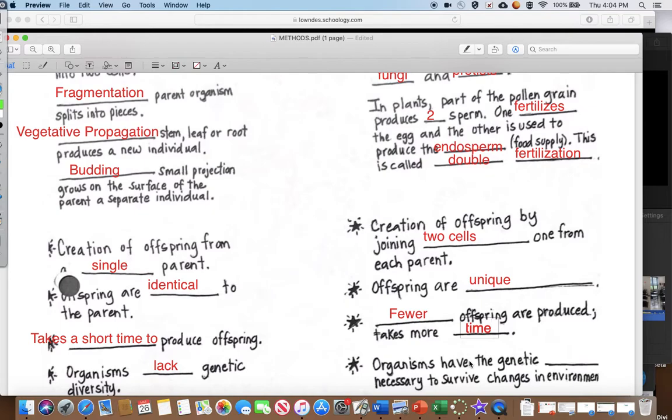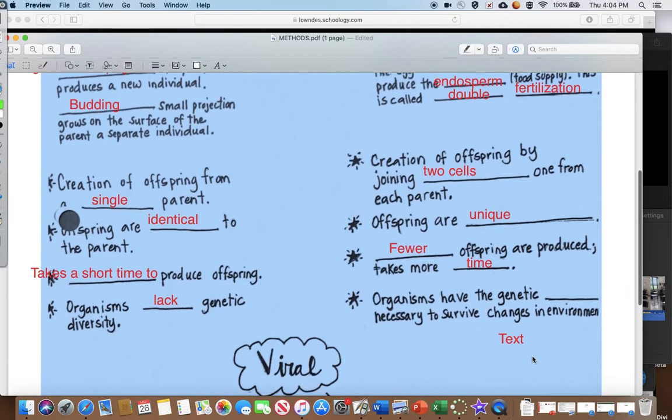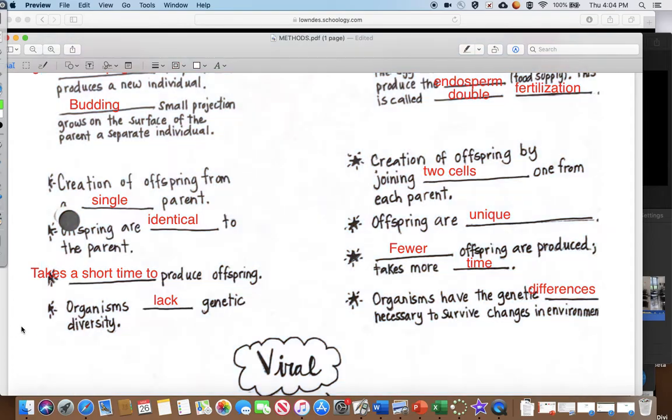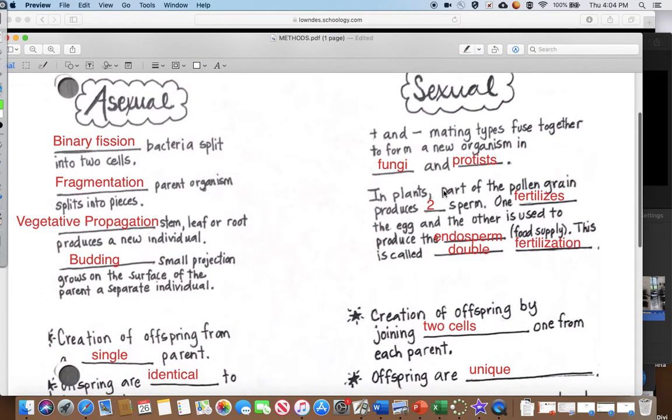And then the organisms are going to have genetic differences, which makes it necessary to survive when environments change. So it helps them to be able to survive better in their environment. Okay, so that is sexual reproduction.